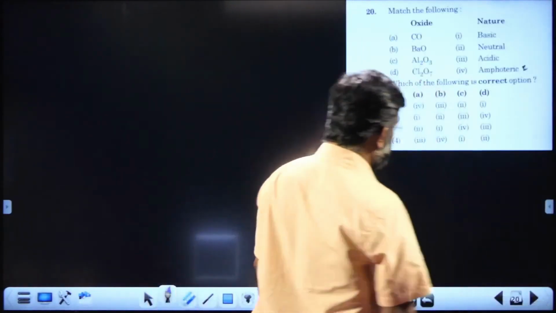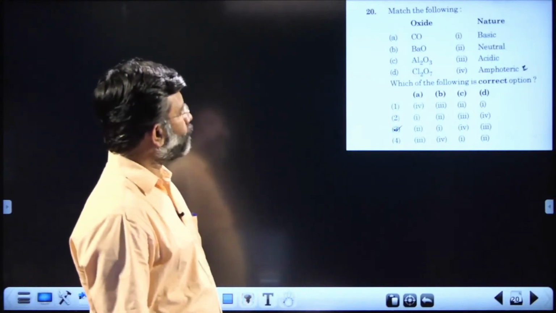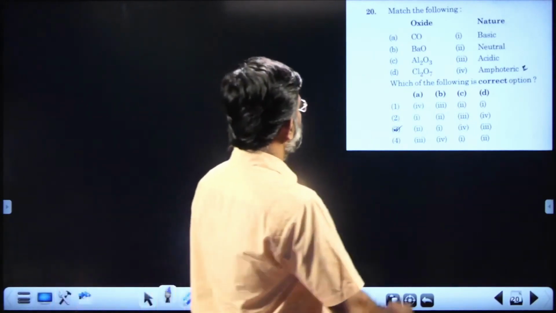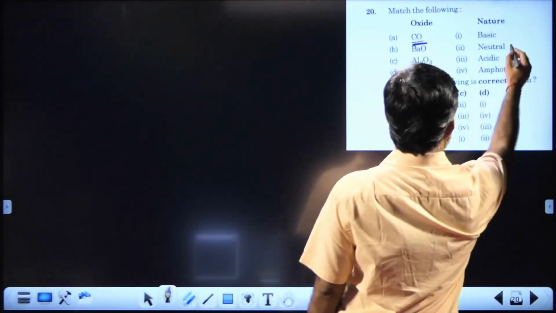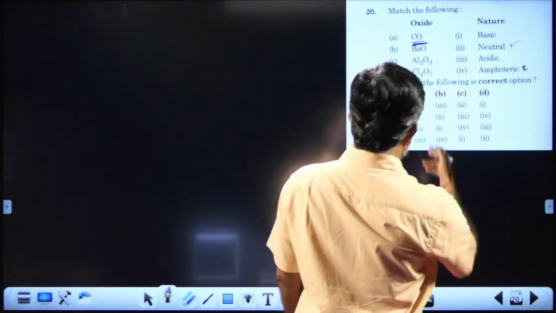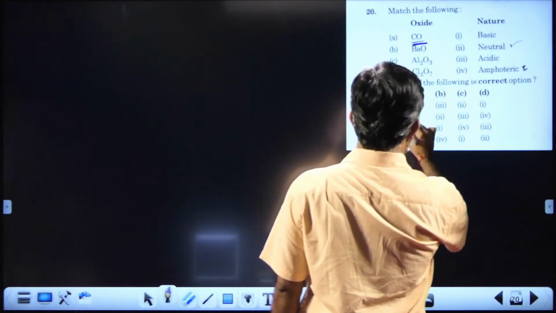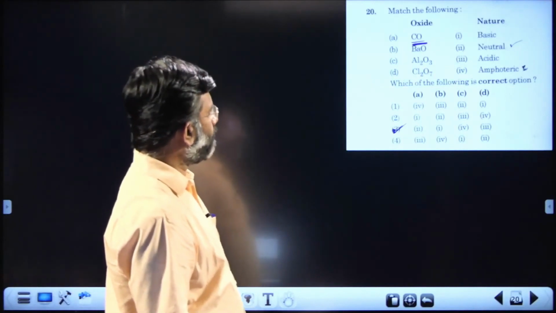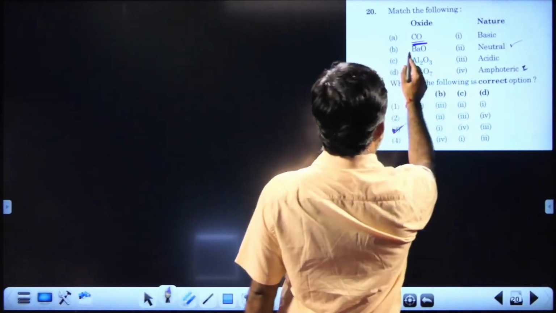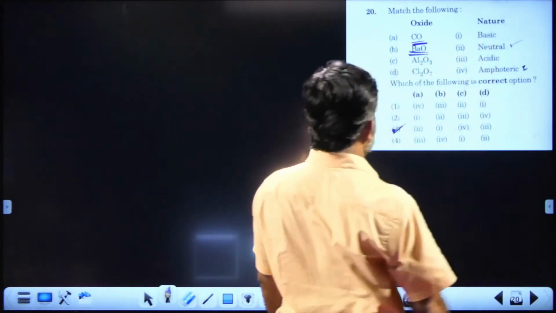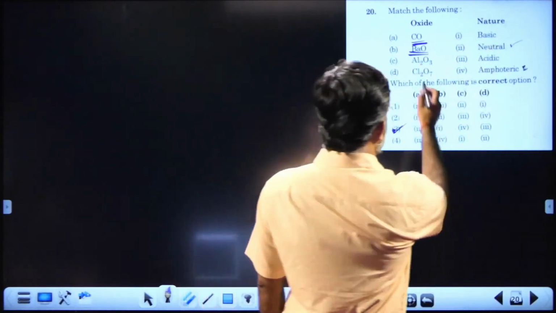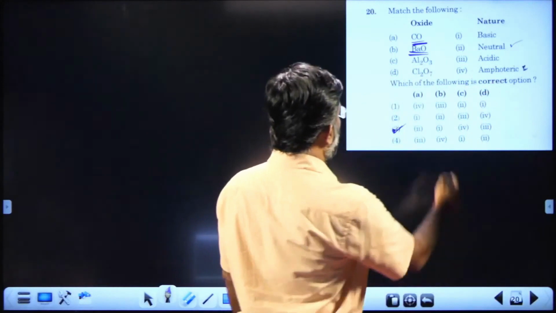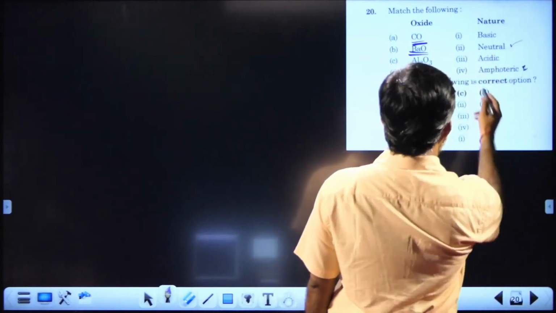20th question. Matching, oxide and nature. See, A, carbon monoxide is neutral. A with 2, only one choice. Carbon monoxide is neutral. Now, B with 1: yes, barium oxide is basic. Now, C, aluminium oxide is the very famous amphoteric. C with 4, amphoteric. And Cl2O7 is 3, acidic.